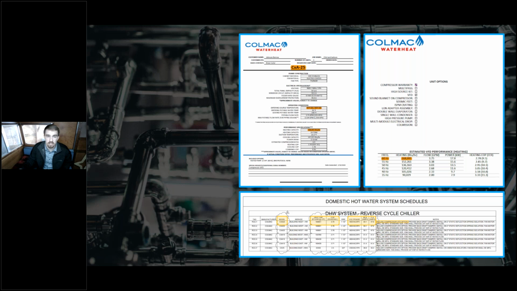This could eliminate a lot of back and forth here, and make sure that the heat pump you're using and any updated information from the manufacturer still aligns with what the engineer intended as part of that design.